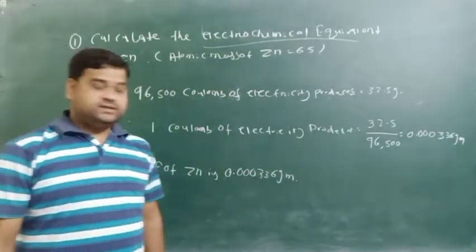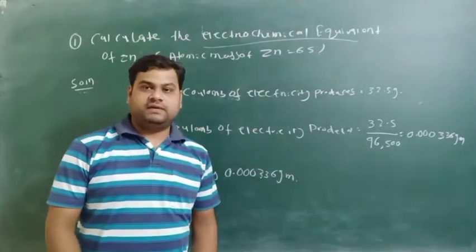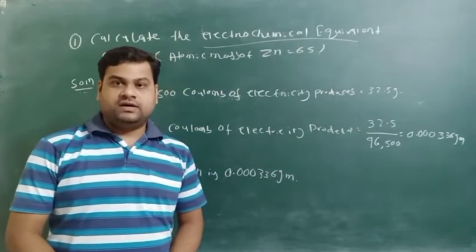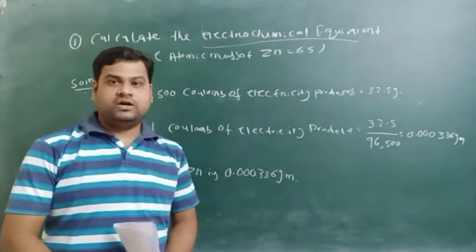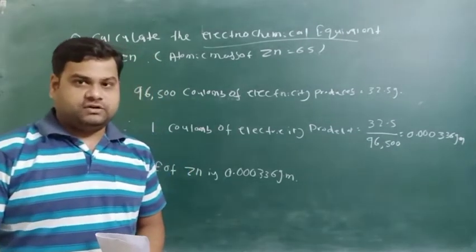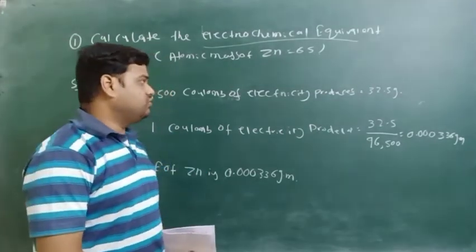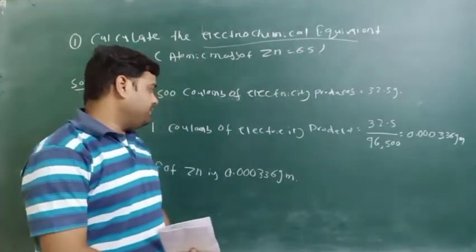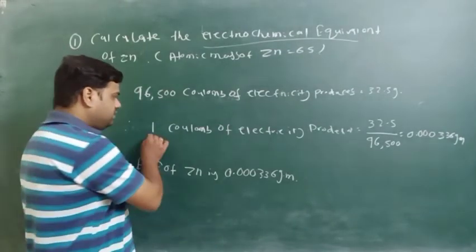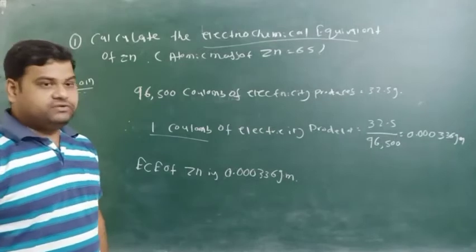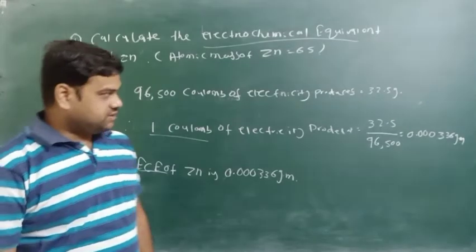I repeat that for calculating the electrochemical equivalent, first we have to calculate the chemical equivalent, which means the atomic mass divided by valency. Sometimes the atomic mass is given or we have to calculate it. We have to keep the atomic mass and the valency in mind so that we can calculate the electrochemical equivalent. And note that 1 coulomb of electricity gives the electrochemical equivalent of a substance, of zinc or any other substance.